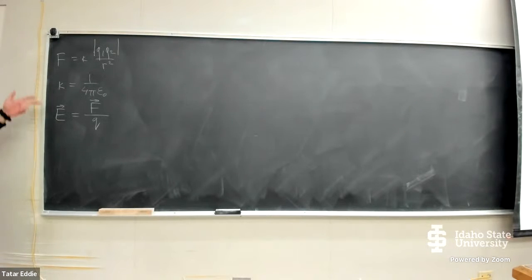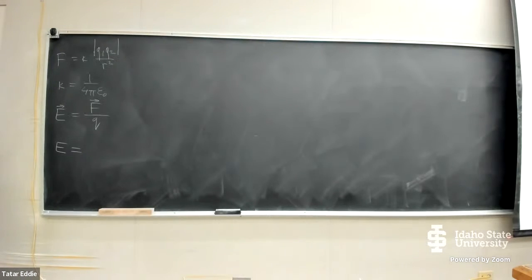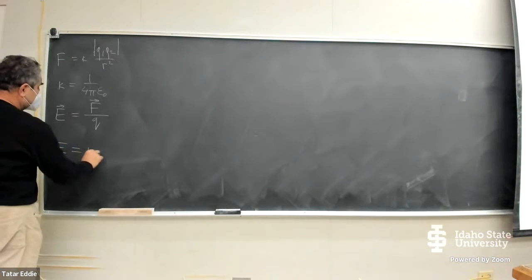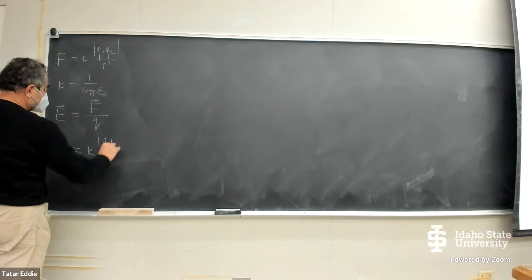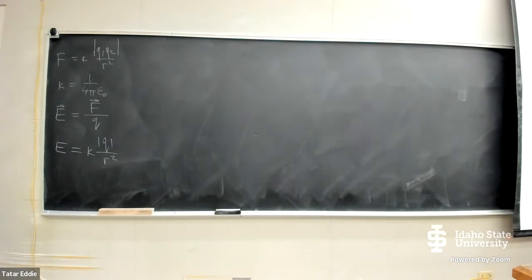Using Coulomb's law and definition of electric field, we discovered that the electric field created by a single point-like charge at a distance r from that charge is given with k times charge in magnitude again divided by r squared, where r is the distance from the source. This is the electric field from a single point-like charge. The direction of that electric field again described with words usually.